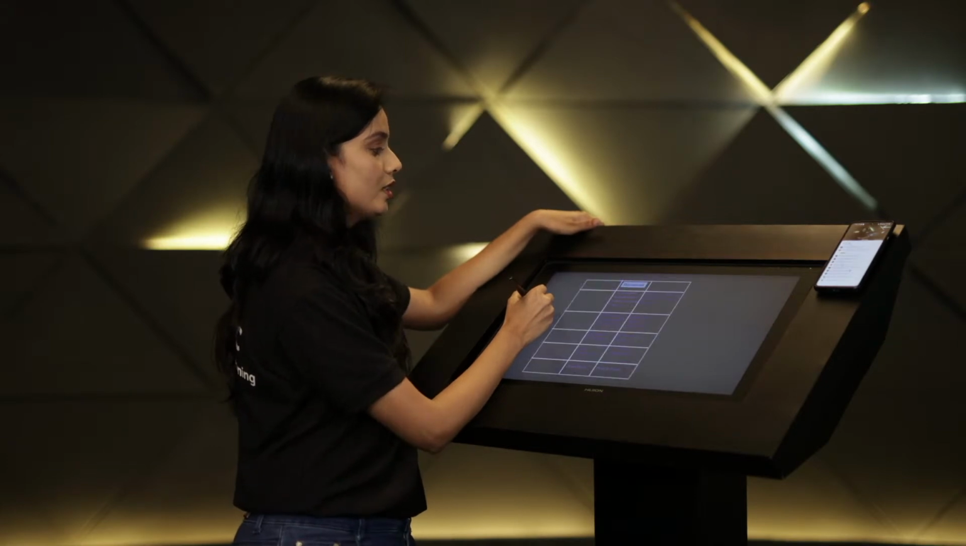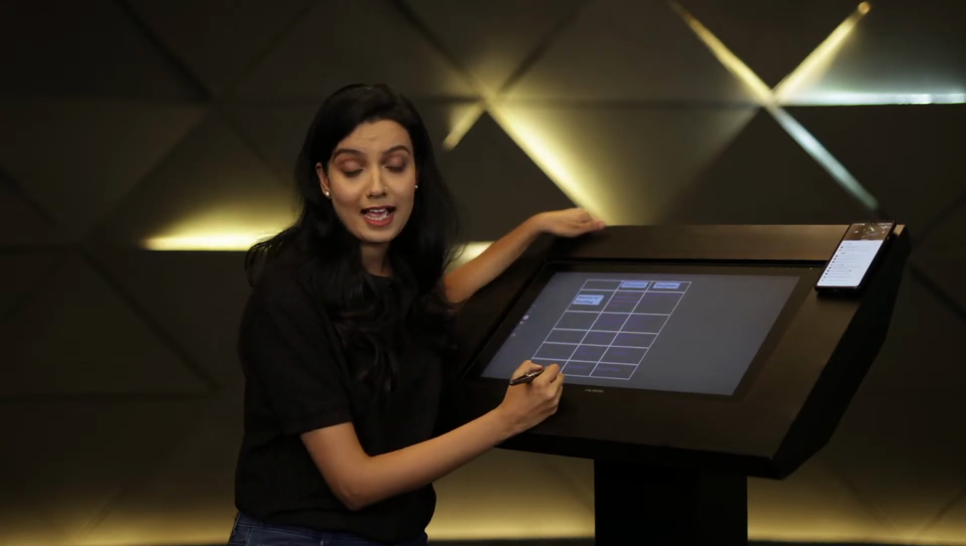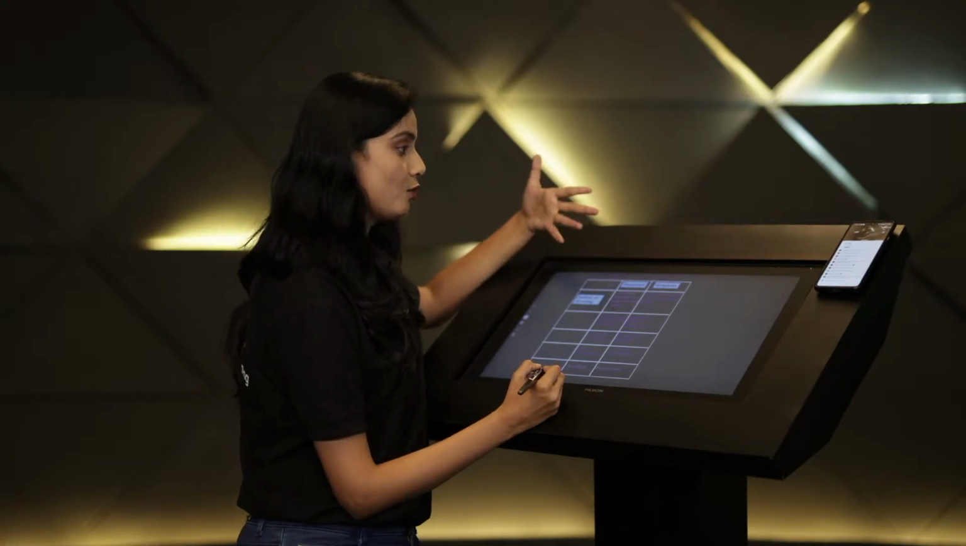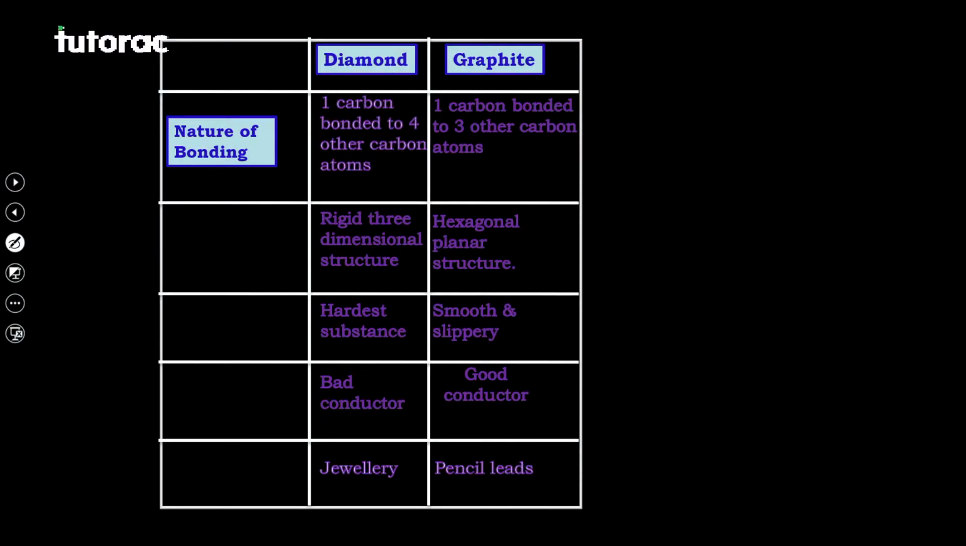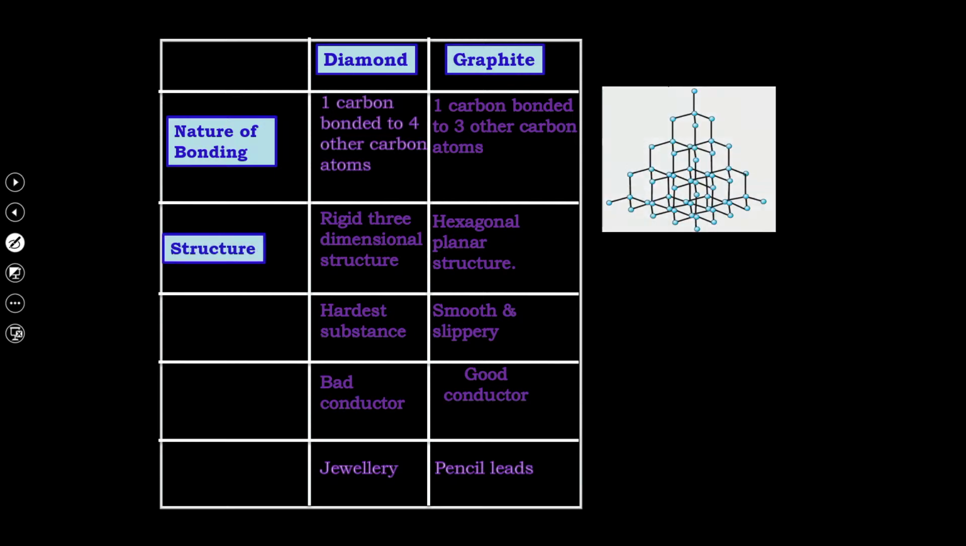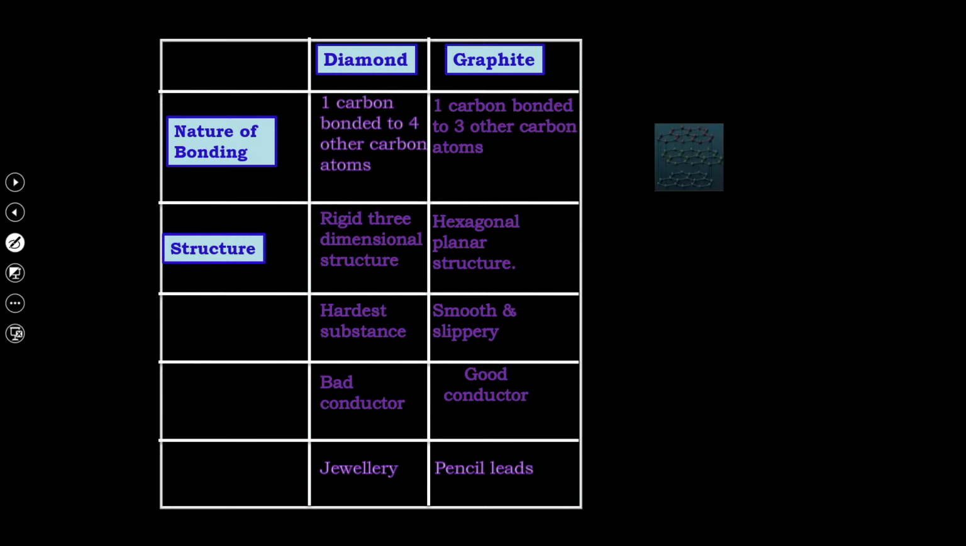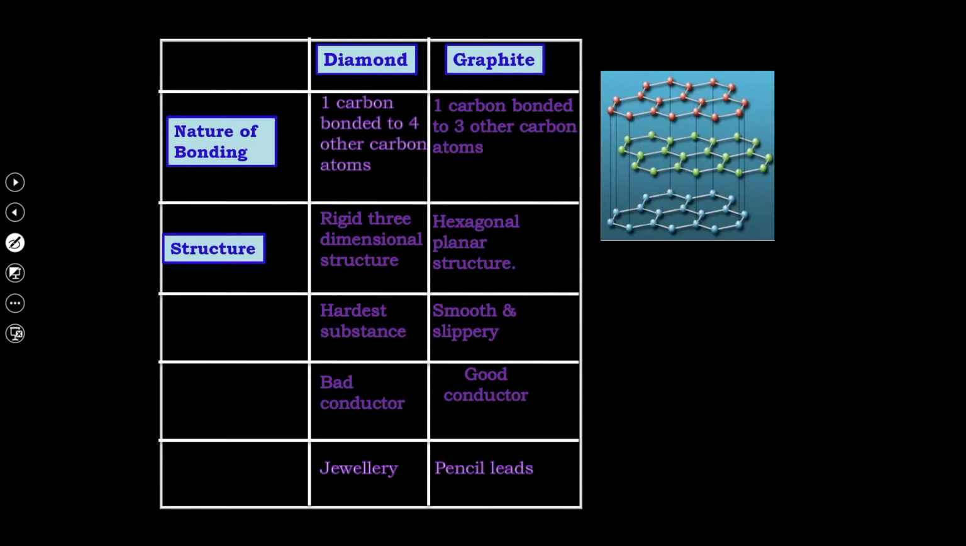Now moving towards the properties of diamond and graphite. So first of all, that is the nature of bonding, right. In case of a diamond, one carbon is bonded to 4 other carbon atoms. So you can see here the structure of diamond. You can see here that one carbon is bonded to 4 other carbon atoms. While in case of graphite, one carbon is bonded to 3 other carbon atoms, giving it a layered structure.